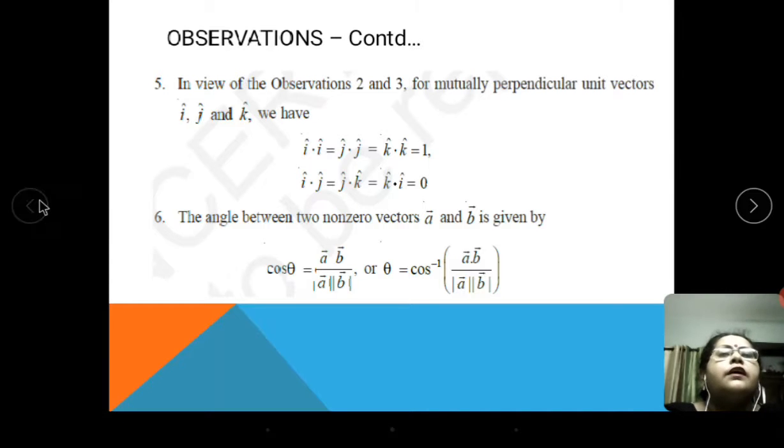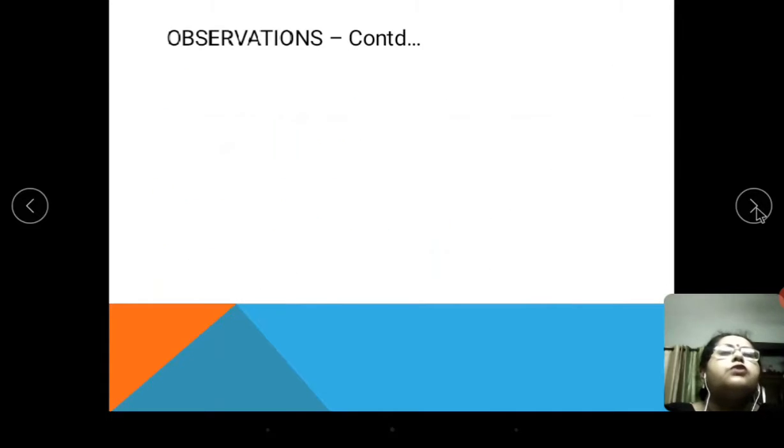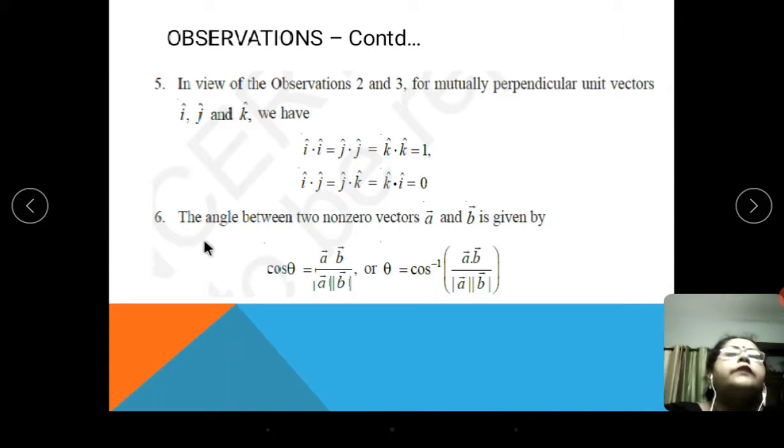From where do we get it? If we go back to the previous slide again, here we see that the dot product of a vector with itself is the square of the magnitude. Now because these are unit vectors, obviously the dot product is 1. And if it's i dot j, that means we have perpendicular vectors. You remember that for perpendicular vectors, the dot product is 0. So i dot j, j dot k, k dot i, all these products are equal to 0. So once again, I repeat, in view of this scalar product, these two are very, very important results.